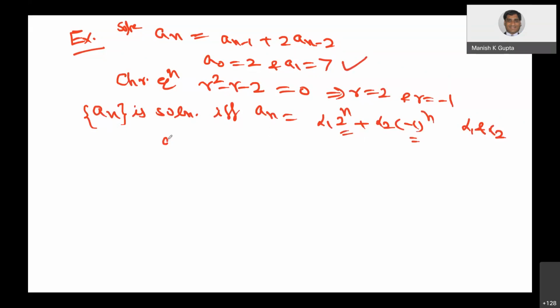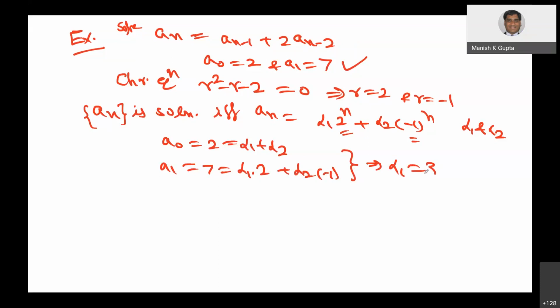Now they satisfy the initial conditions, these two initial conditions. So using initial conditions, we will have a0 is equal to 2 is equal to alpha 1 plus alpha 2, and a1 is equal to 7 is equal to alpha 1 times 2 plus alpha 2 times minus 1. These will give us alpha 1 is equal to 3 and alpha 2 is equal to minus 1. So the solution is an is equal to 3 times 2 raised to power n minus minus 1 raised to power n, right? Just like that, we solve differential equations with initial conditions. We are solving recurrence relations with initial conditions. Okay, so I think this is fairly straightforward.